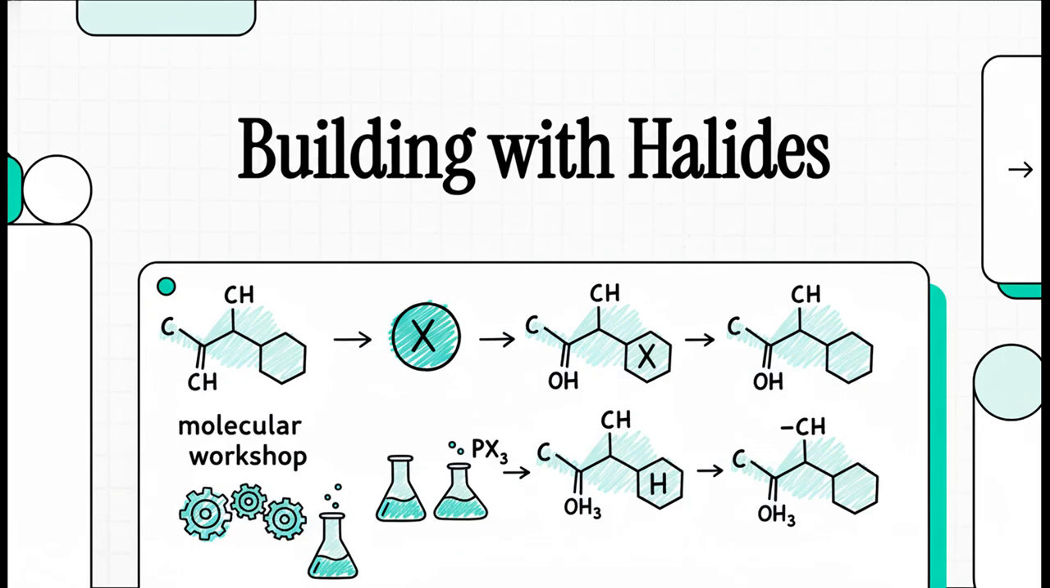Hey there, and welcome. Today, we are stepping right into the molecular workshop. We're going to look at how chemists actually build things. And specifically, we're exploring two really essential blueprints for creating a class of molecules called halides. These things are crucial. They're the starting points for making everything from life-saving drugs to plastics.